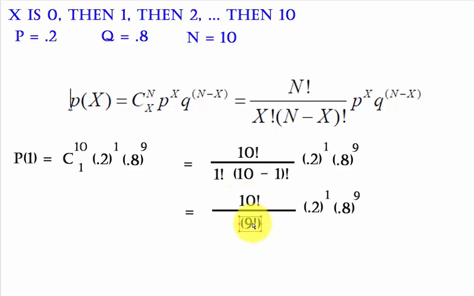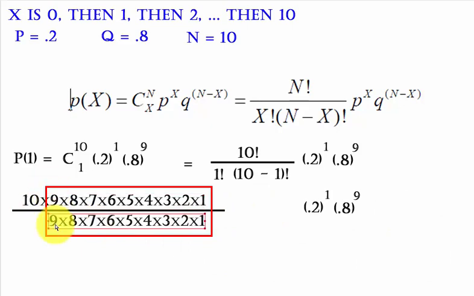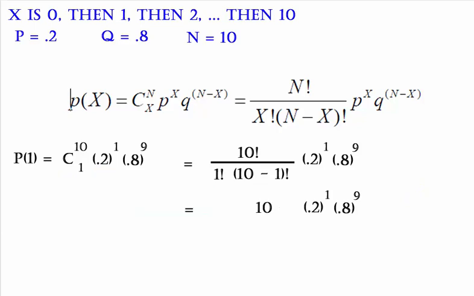But now let's go ahead and reduce that. So 10 factorial is 10 times 9 times 8 all the way down to 1. 9 factorial is the same thing, 9 times 8 times 7 all the way down to 1. But you'll notice that these numbers are the same numbers. So when you divide 9 times 8 times 7 all the way to 1 by 9 times 8 times 7 all the way to 1, you get 1. Very nice. So 10 times 1 is just 10.